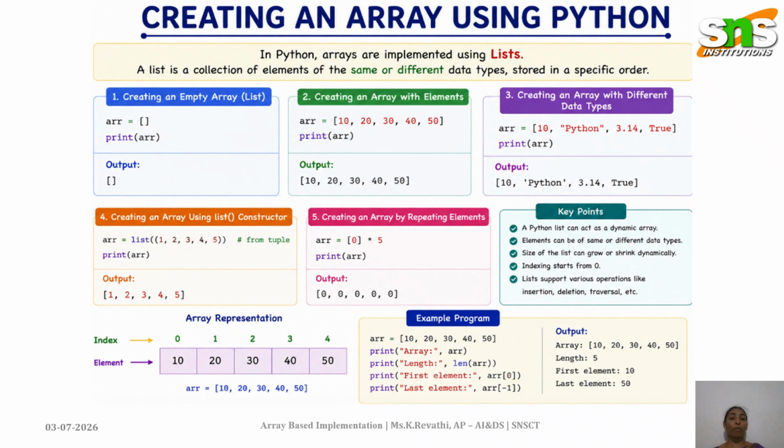Then the next operation is deletion. To remove an element, we write arr.remove of 20. Then accessing an element: print of array name with the index value. This retrieves the third element because indexing starts from 0. Then finding the length of the array returns the total number of elements in the array. These operations make arrays simple and easy to use in Python.